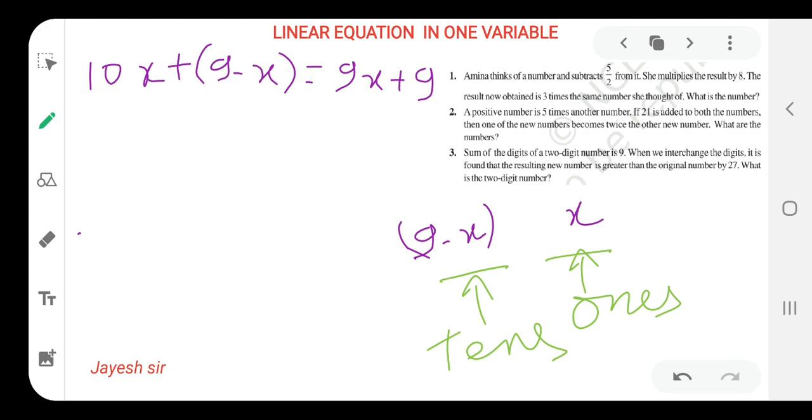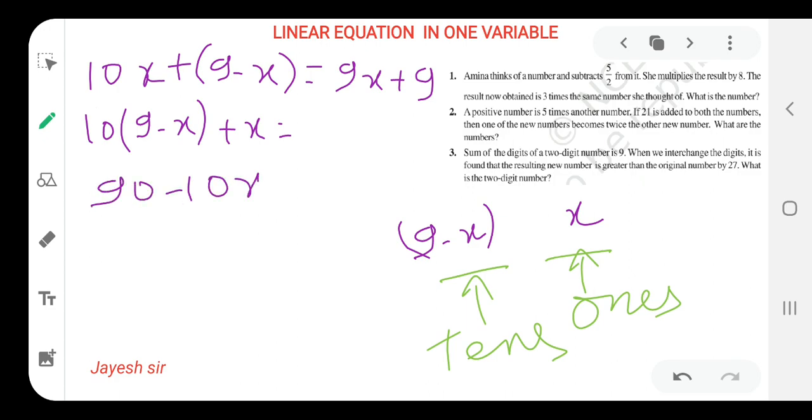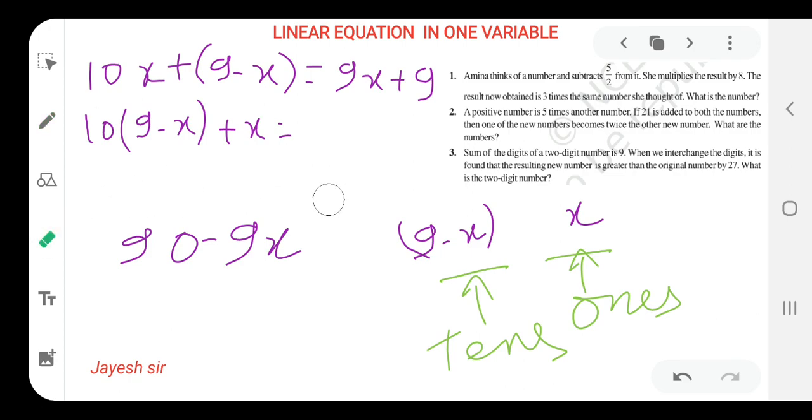Now we'll write the equation. 9 minus x should be multiplied with 10 because it is at the tens place. So 10 into 9 minus x plus x. As per the distributive property, 10 should be multiplied with 9 and also x. 10 multiplied by 9 is 90. Here 10x minus 9x plus x, so we will get 90 minus 9x as our equation. Yes friends, I hope you are getting how we have got this. So I'm writing 90 minus 9x as our second equation.